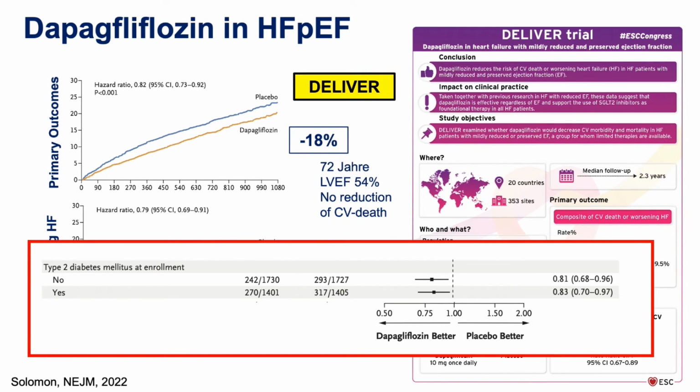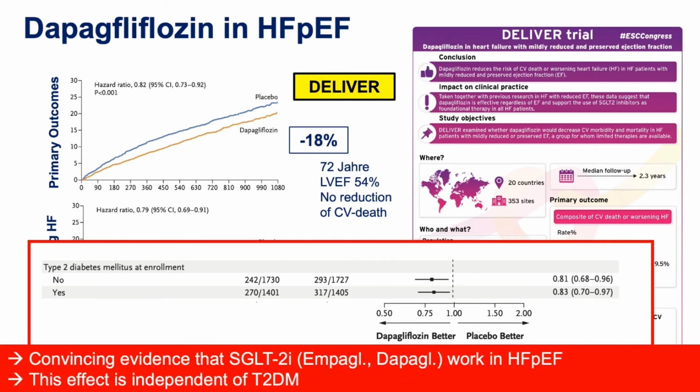The interesting thing here is that this mechanism is totally independent of diabetes mellitus. So subgroup analysis clearly shows that it does not really matter whether the patient has diabetes or does not have diabetes. SGLT2 inhibition is working independent of type 2 diabetes mellitus in improving heart failure associated outcomes.